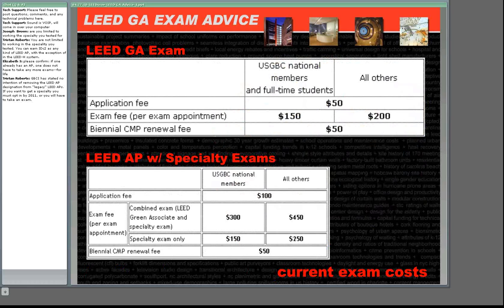So you're going to have to pay $50 every 2 years from now to eternity, essentially, to maintain your LEED GA or LEED AP with specialty credentials. I'm assuming, but don't know, and I haven't checked into this, that if you earn your LEED GA and earn your LEED AP with specialty, that still remains only $50.